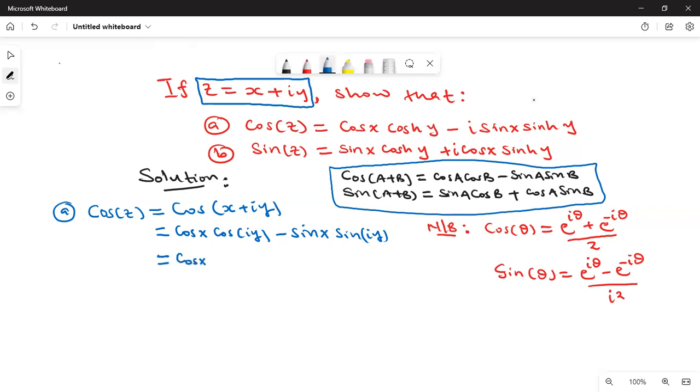So here we'll now have cos x. Instead of cos iy, we put our theta. Where there is theta, you put iy. So this is the same as exponential i times theta, which is iy, plus exponential negative i times iy, everything you divide by 2. Then minus sine x.